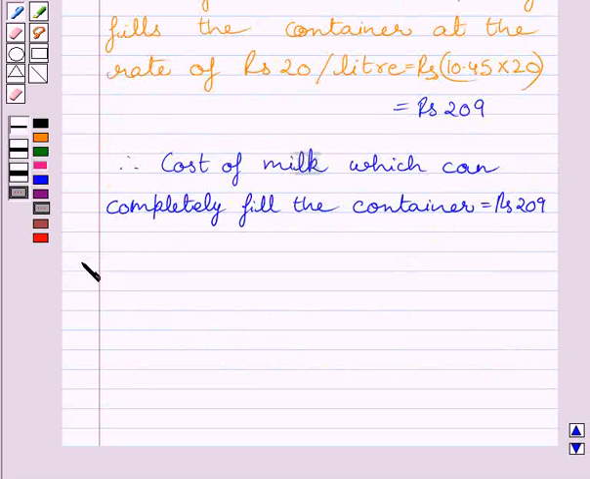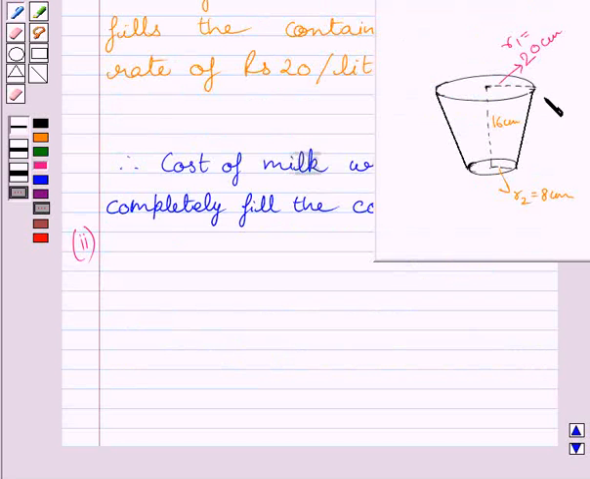Now this completes the first part of the question. Let us now start with the second part. We have to find the cost of metal sheet used. Now we will find out surface area of this given container, or we can say we will find out surface area of the frustum. Now clearly we can see surface area of this frustum is equal to curved surface area of the frustum plus area of the lower circular end. We know in this container top is open, or we can say top of this frustum is open.